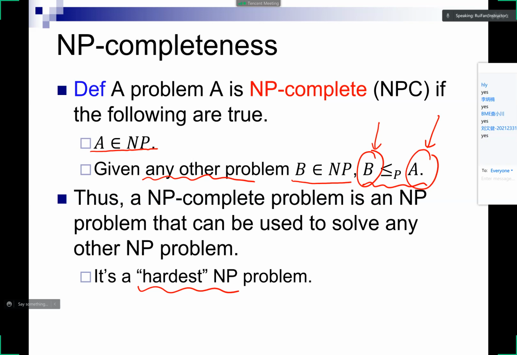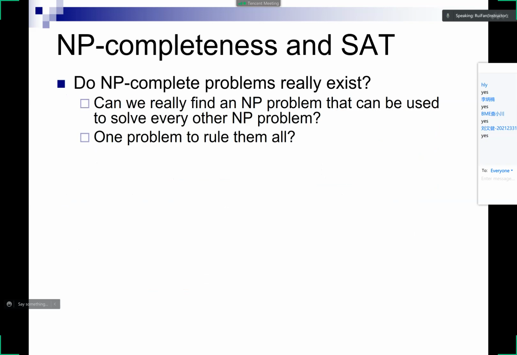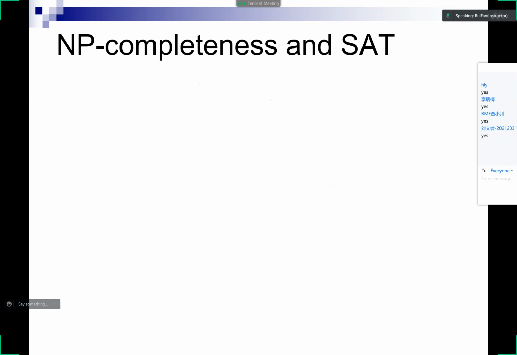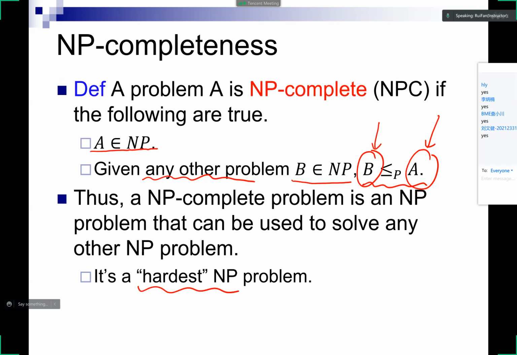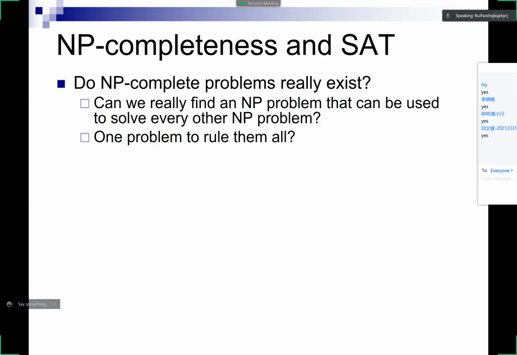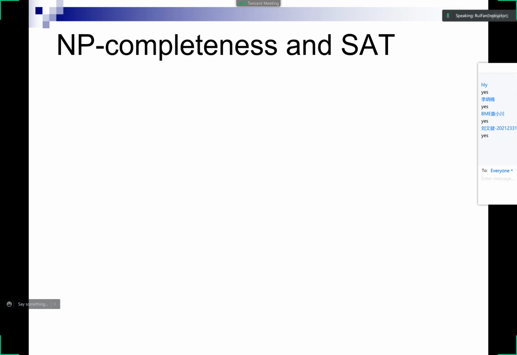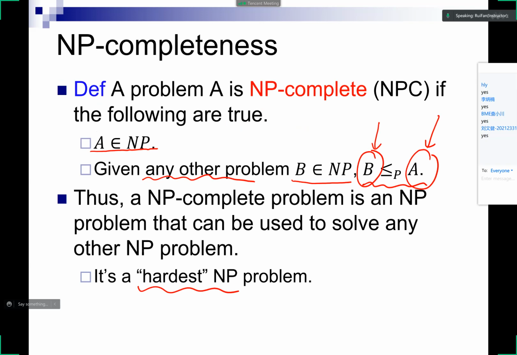So the next thing is, we said that these NP-complete problems are the hardest problems. But the question is, do there actually exist NP-complete problems? Are there actually problems in NP such that all of the other NP problems reduce to them? It might be possible that there are no complete problems, no hardest problems. It could be that all of the NP problems are very different from each other, so that it's not possible to transform one NP problem to another. This is definitely a possibility.